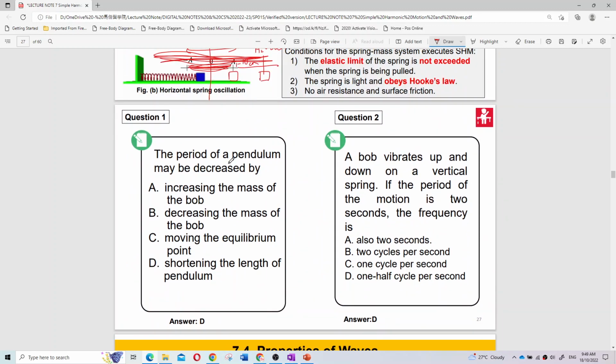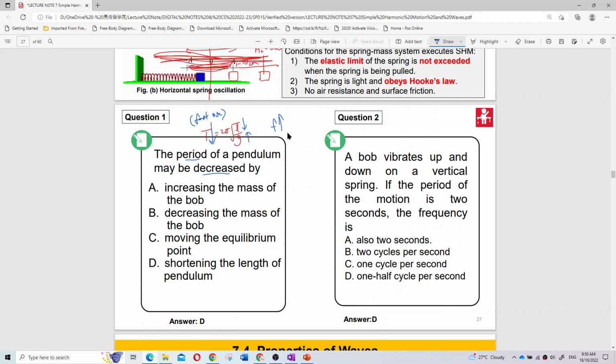Okay, so kita lihat soalan yang pertama ini. The period of pendulum may be decreased by... Period of pendulum bila apa formula? 2 pi square root L over G, kan? Period, how do we decrease? How do we decrease? Decrease the length or increase the gravity lah. Betul tak? That means decrease period means fast oscillation, tahu tak? Fast oscillation. Ini frequency increase ni.